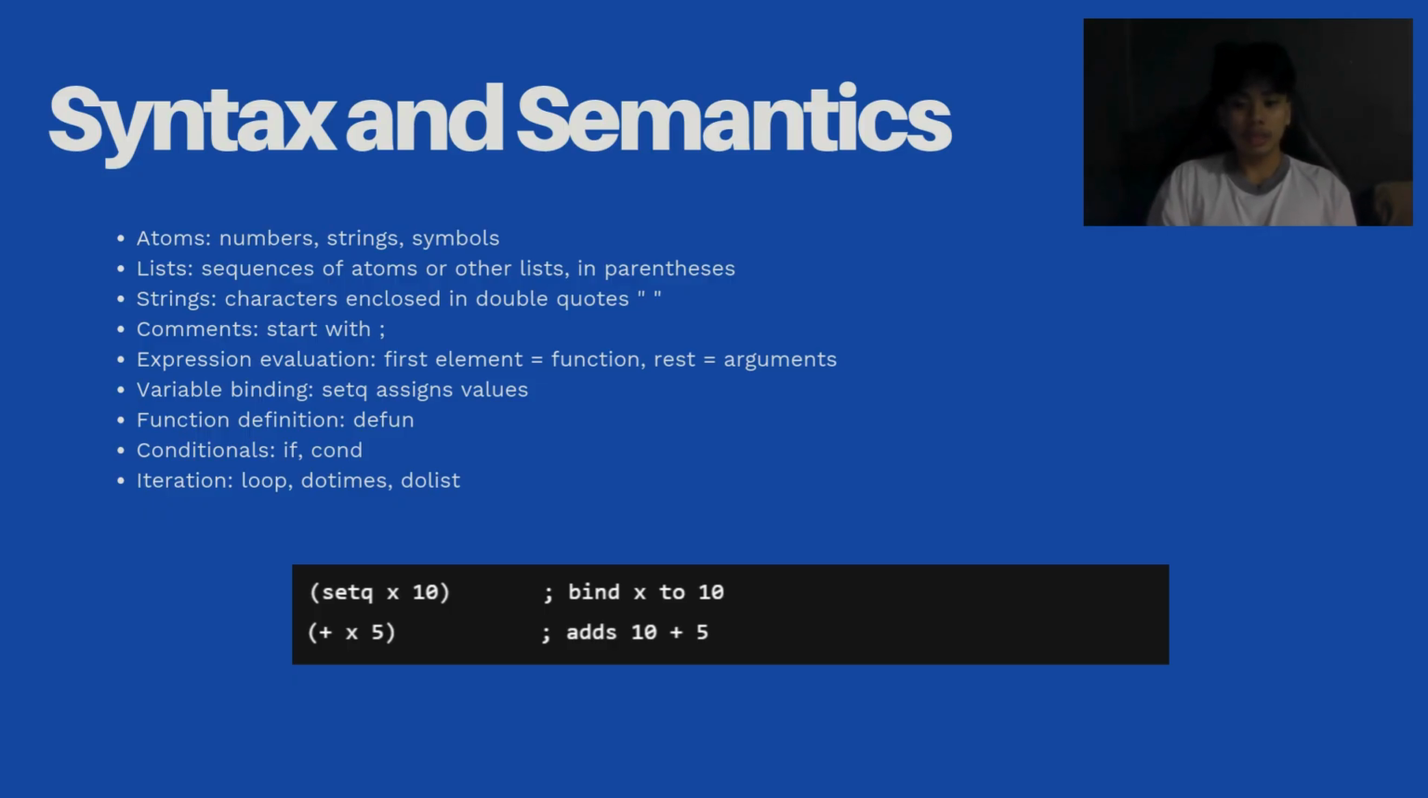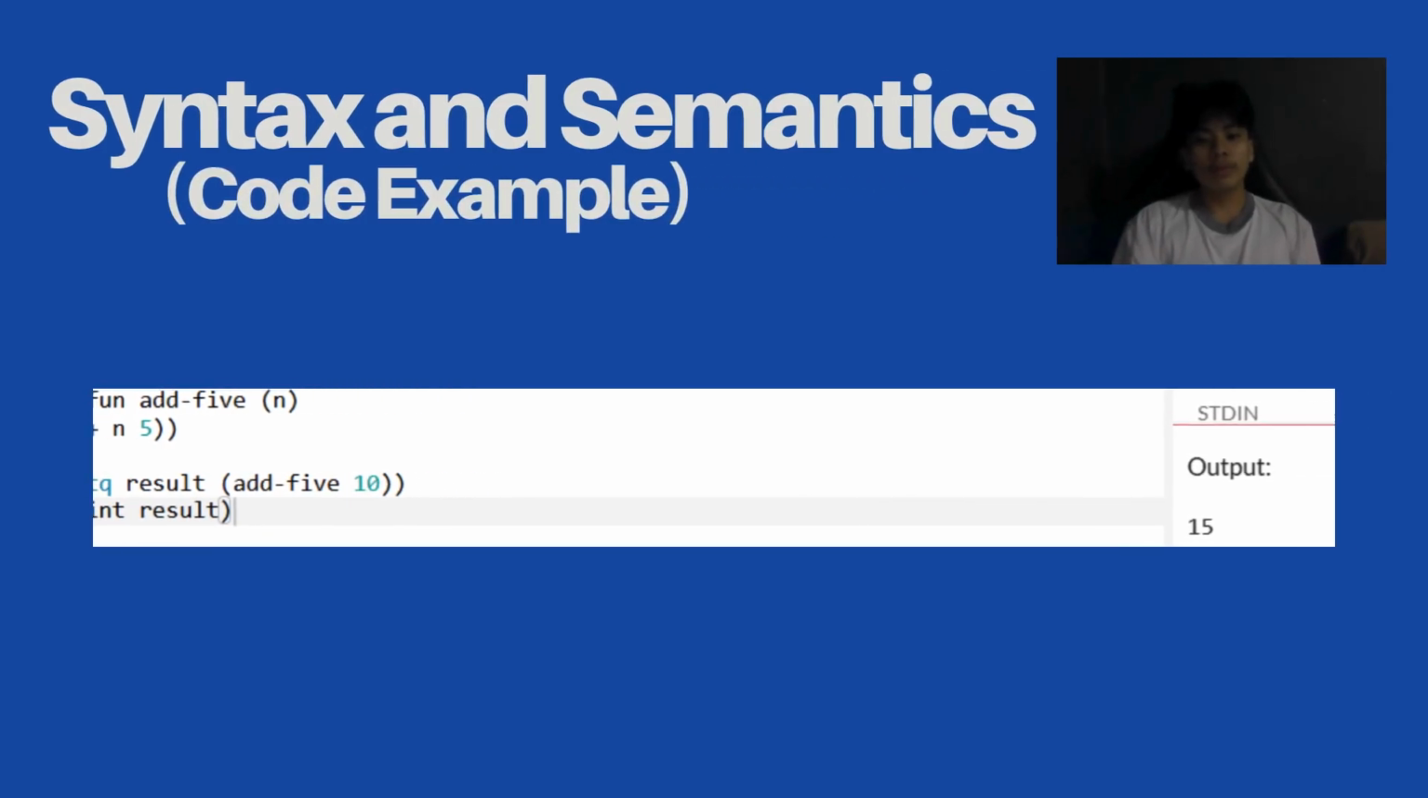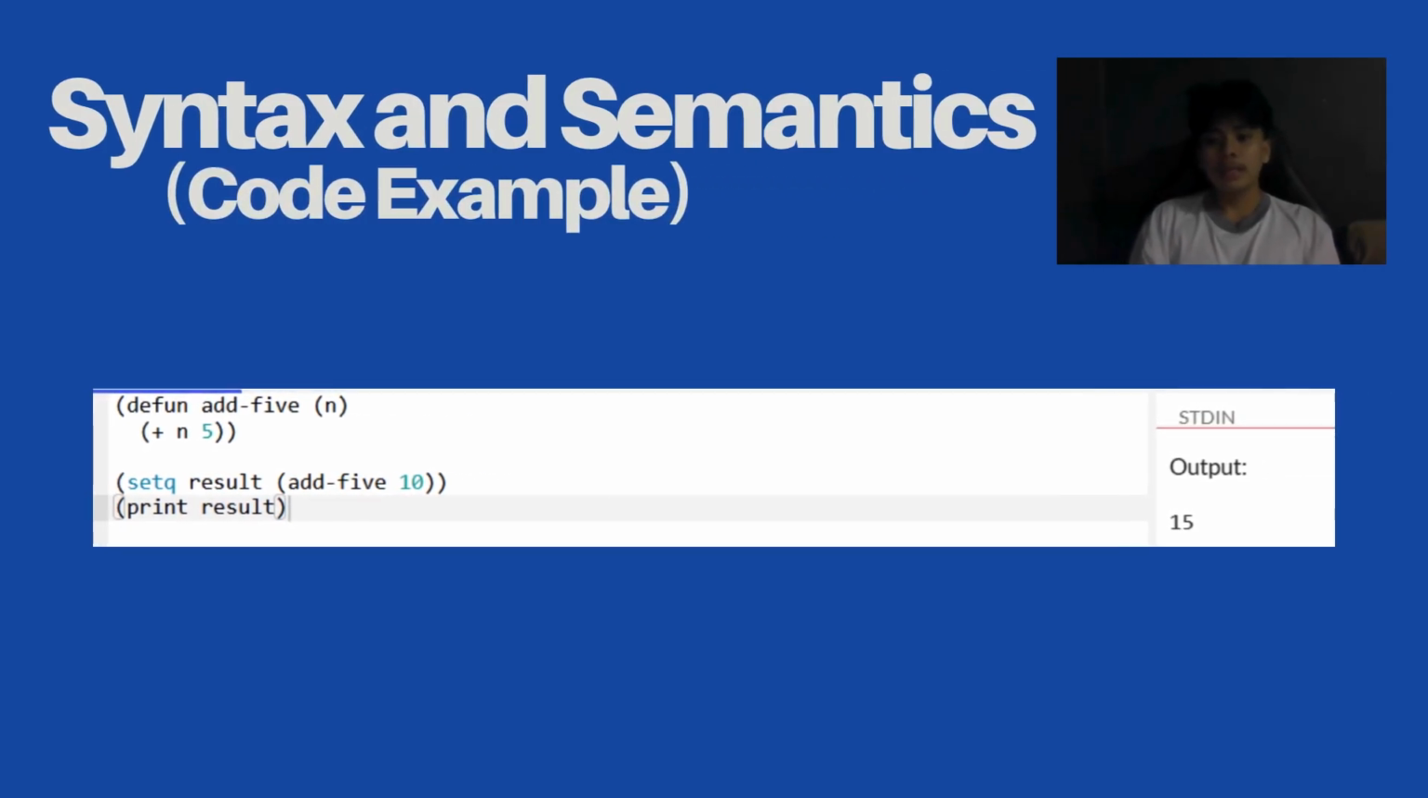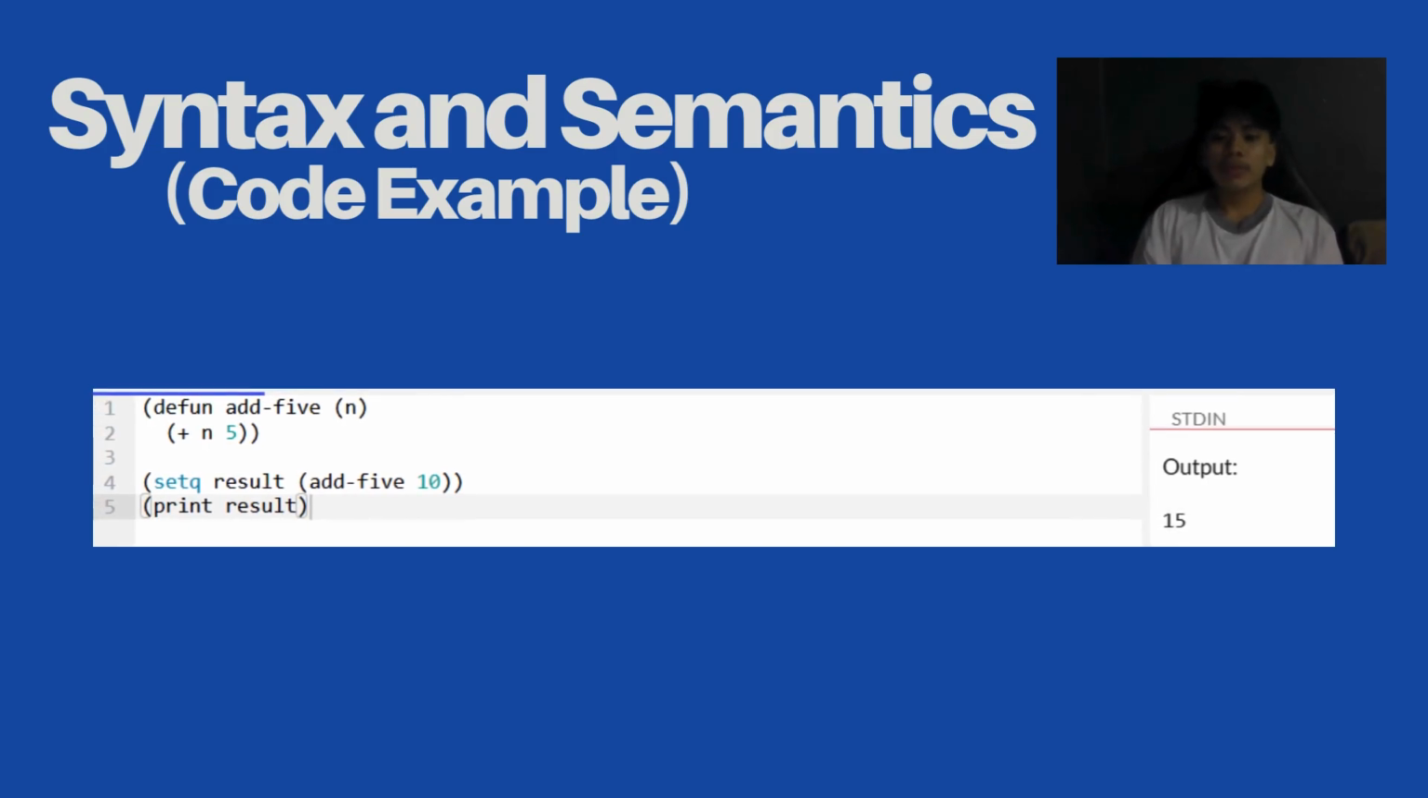So next, let's see a full code example in action to better understand how these rules apply. In this example, we define a function called add5 that takes a number n and adds 5 to it. Then we bind the result of calling add5 on 10 to the variable result and finally print it. Notice how we use defun for the function, setq for binding, and print to display the output. This small example illustrates list prefix notation, variable binding, and function evaluation.